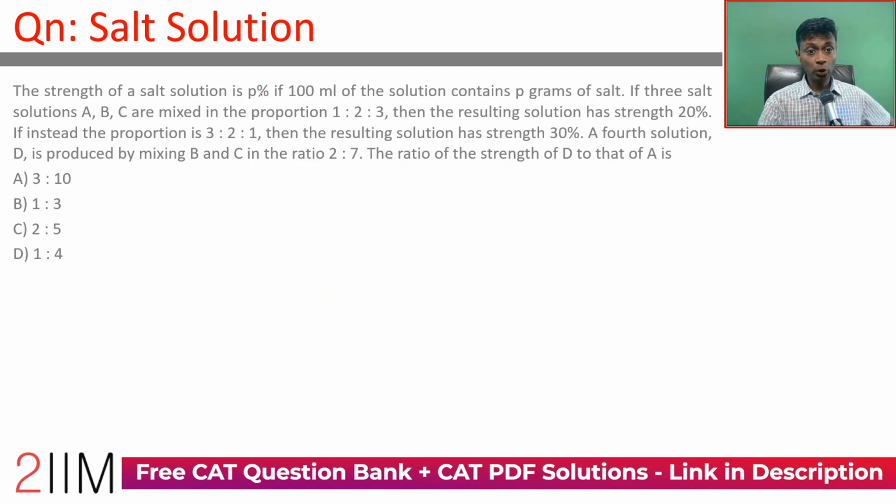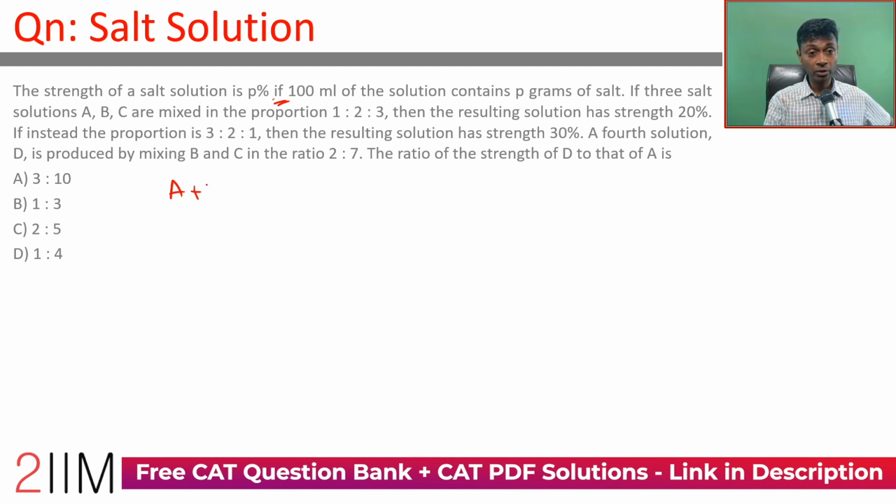The strength of a salt solution is p% if 100 ml of the solution contains p grams of salt. 3 salt solutions A, B and C are mixed in the proportion 1:2:3. Then the resulting solution has strength 20%. If instead the proportion is 3:2:1, the resulting solution has strength 30%.